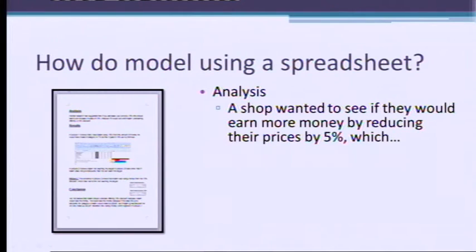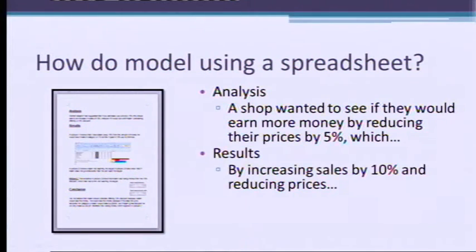First of all, you start off with your analysis. So, my analysis was explaining what the what-if scenario is. For example, a shop wanted to see if they could earn more money by reducing their prices by 5%, and then you can explain, they would think a 10% increase of sales would happen. You then explain your results. So by increasing my sales by 10% and reducing my prices by 5%, you can explain what happened. So in my example, you could clearly see that the overall profit increased by a certain amount.